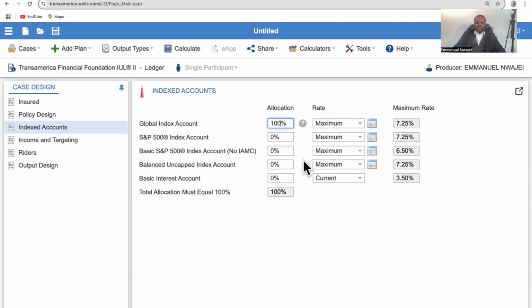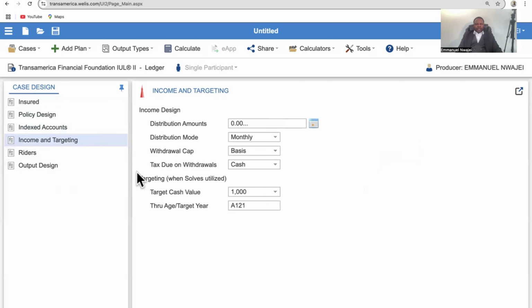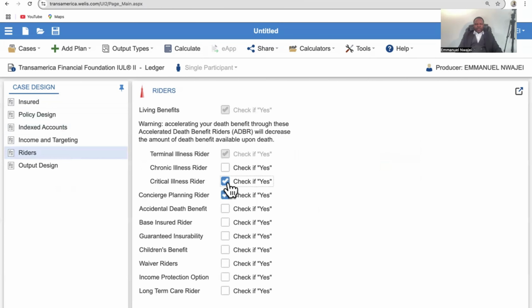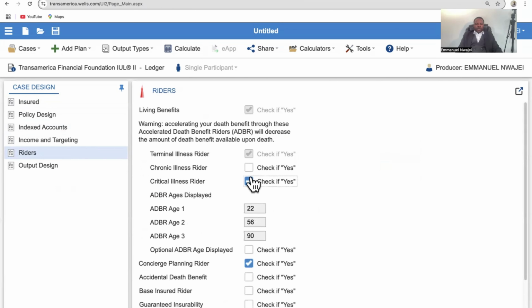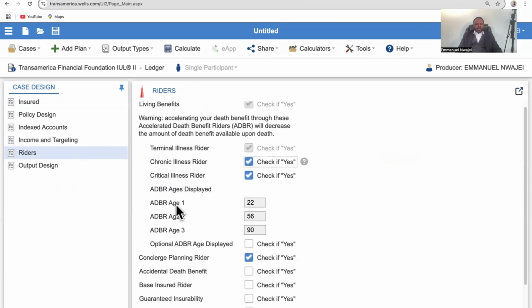So here, global index, usually as professionals we set this up to 50, and the S&P 500 usually we set it up to 50. Everything at the end of the day must total a hundred. Like I told us, the annual interest rate for this portfolio is 7.25%. That is awesome. Then I have here already set up the rider, which means when the person has critical illness, you are covered. When the policy holder has chronic illness, you are covered, and all of that.